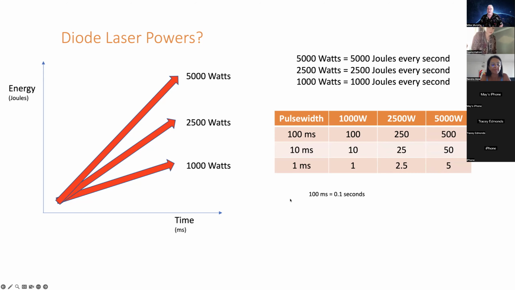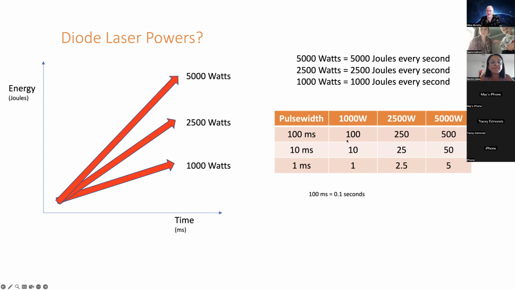So the problem here with diode lasers is you need to know what the power coming out of your machine is. Is it 1,000? Is it 2,500? Is it 5,000? Or whatever. Some machines do 3,500, some do 4,000, whatever. Because when you then plug in your pulse widths, that will determine what's actually coming out. Because all it's doing is just chopping the beam into small chunks, small segments, as it were. Let's say you've got a 1,000 watt laser, and you have 100 milliseconds plugged into the pulse width. So you're going to get 100 joules in that time.